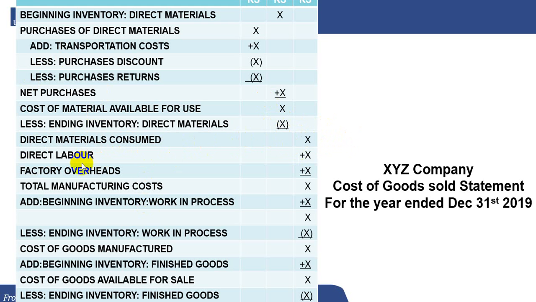Direct labor, as we have direct labor, and FOH we discussed before, we will add together. What we got? We got total manufacturing cost. Total manufacturing cost is the cost that is required to manufacture the product. So we will add WIP beginning and we will deduct WIP ending. So what will we get? We get cost of goods manufactured, what we manufactured. Add beginning inventory finished goods and less ending inventory finished goods. Now what will we get? The cost of goods sold, right? So this is the statement of cost of goods sold.